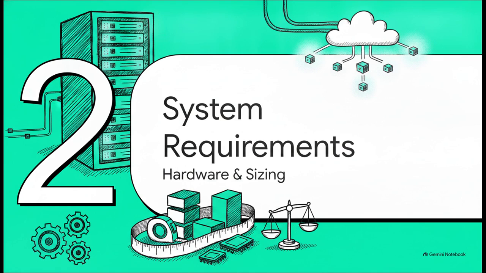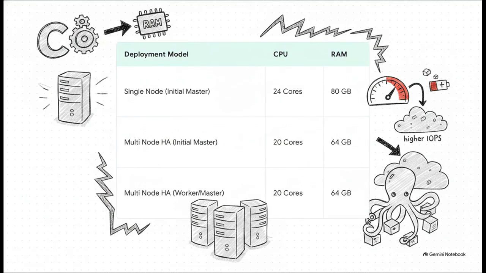Moving right along to Section 2, System Requirements and Sizing. Allocating the right raw physical materials is essentially the very first trial we have to pass. So the crucial point here is that your choice of storage completely changes your hardware requirements. If you're running a single node, you're going to need 24 cores and 80 gigs of RAM. But if you decide to scale out to a multi-node high availability setup, every single node needs 20 cores and 64 gigs of RAM. And here's the kicker. Choosing local Ceph storage via Rook-Ceph means you absolutely must dictate higher CPU and RAM allocations. Sure, local Ceph gives you way higher IOPS and amazing performance, but man, is it hungry for compute resources, so you definitely want to plan your hypervisor sizing accordingly.